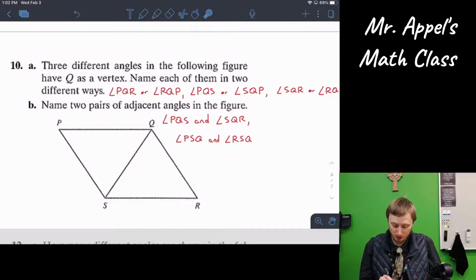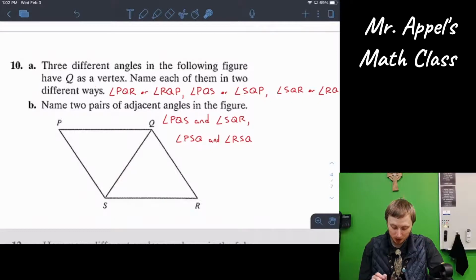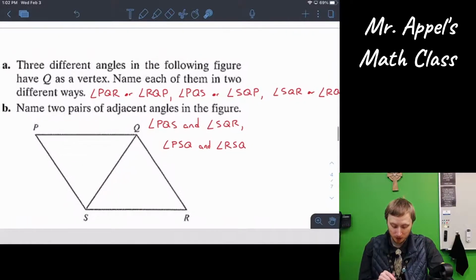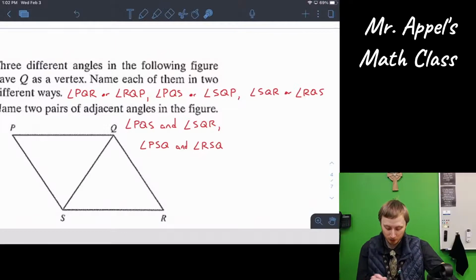Here we have some kind of polygon, quadrilateral. Find the angles with Q as a vertex. So that would be PQR, or you could reverse the order and call it RQP. PQS and SQR. The 2 pairs of adjacent angles are going to have to be these ones in the middle, right, that share a side there. So you have PQS and SQR over here, and PSQ and RSQ over here.